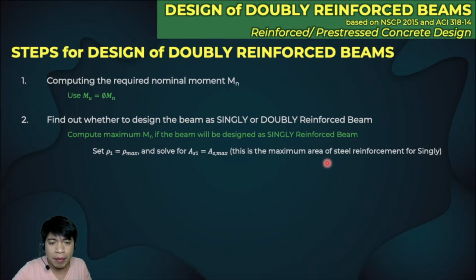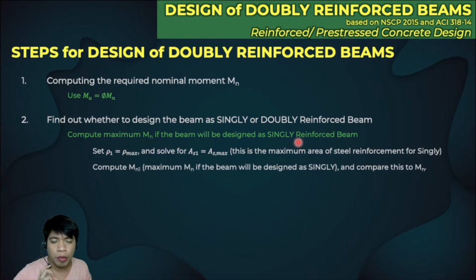Kasi guys, kapag maximize natin yung area ng steel, now, for singly reinforced beam, makukuha natin yung maximum magnitude ng ating tension force and makukuha natin yung maximum nominal moment kung singly reinforced beam nga siya. So ngayon guys, pwede natin i-compute na yung maximum nominal moment kung singly reinforced beam siya, and that will be called MN1. So we will compute MN1. That is, again, the maximum nominal moment if the beam will be designed as singly.